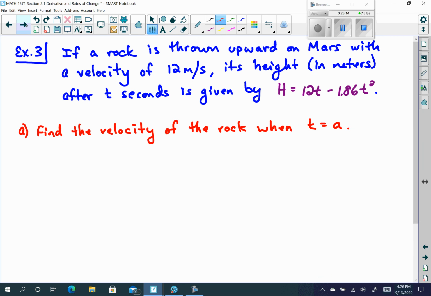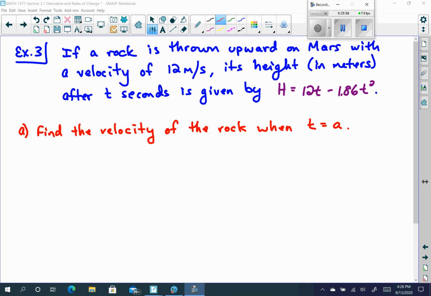All right, a lot of times calculus and physics can go over the same problems, so especially when we're dealing with velocity, displacement, acceleration eventually, and position, we use calculus to help us determine the physics side of things. So pause the video, go ahead and write this little word problem out. If a rock is thrown upward on Mars with a velocity of 12 meters per second, its height in meters after t seconds is given by this function, H of t, or just h, is equal to 12t minus 1.86 t squared. Find the velocity of the rock when t is equal to a.